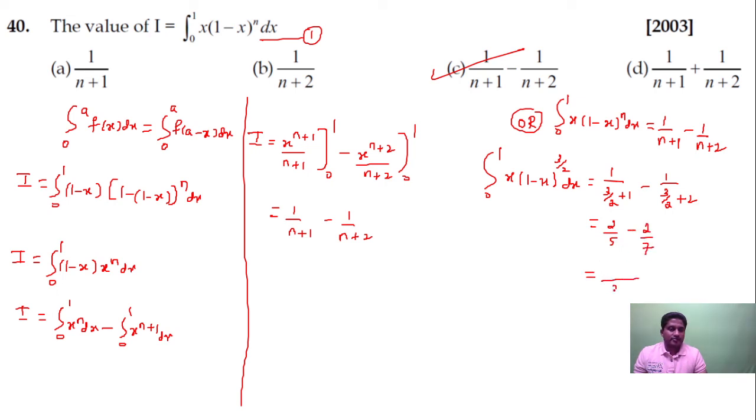The denominator will be 35, so 14 minus 10. The answer will be equal to 4 by 35. The same method works for any value of n, guys.